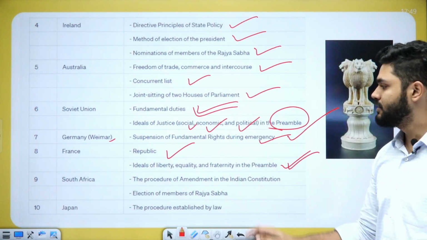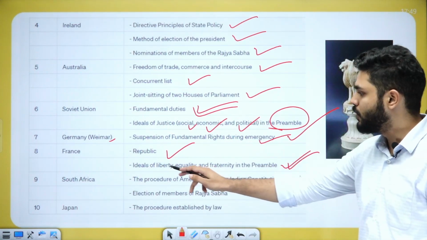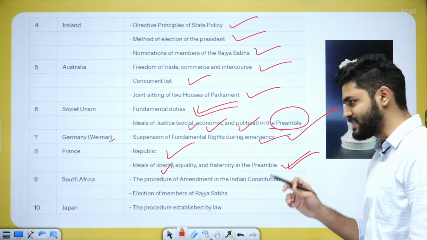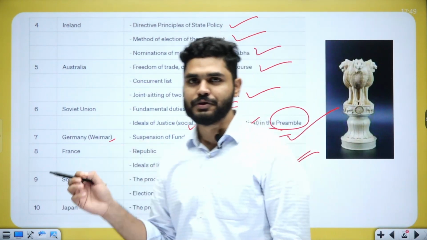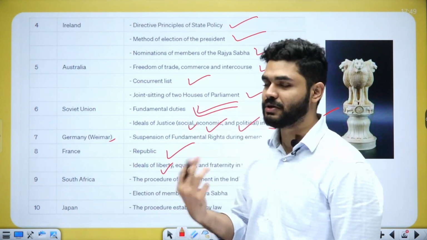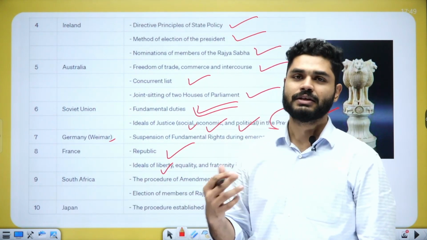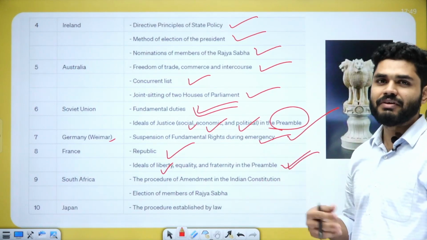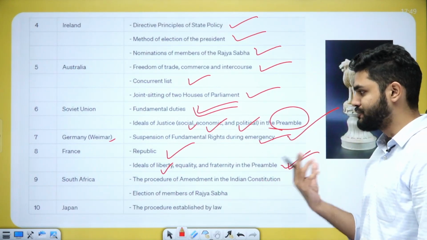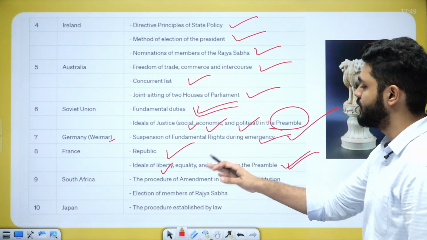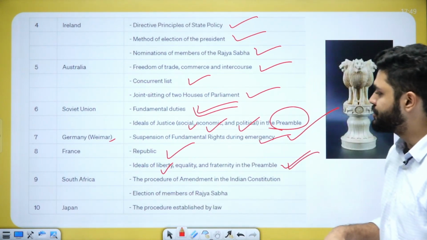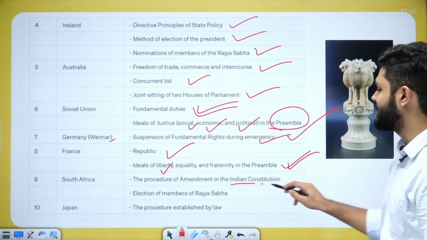And the whole of the French Revolution was all about gaining these ideals, and that particular massacre, the bloody revolution, which had so much blood, and it saw the sacrifice of so many people. So with those sacrifices, with those lives which have been lost, we got the ideals of liberty, equality and fraternity. From South Africa, we gained the procedure of amendment in the Indian Constitution. Okay.